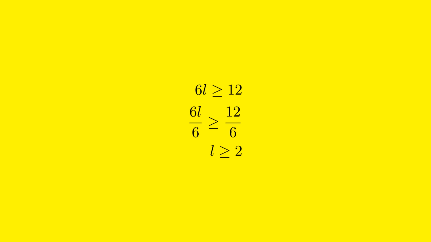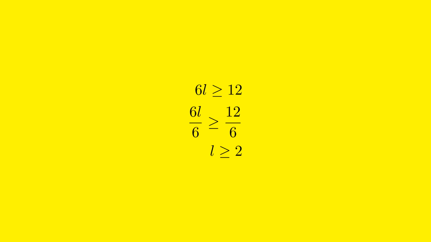This is because dividing both sides of an inequality by the same positive number does not change the direction of the inequality. So we divide the left side, which is 6l, by 6. 6 divided by 6 gives us 1, so we are left with 1l on the left side, which we simply write as L. On the right side, we divide 12 by 6, which simplifies to 2. Now we have L greater than or equal to 2.